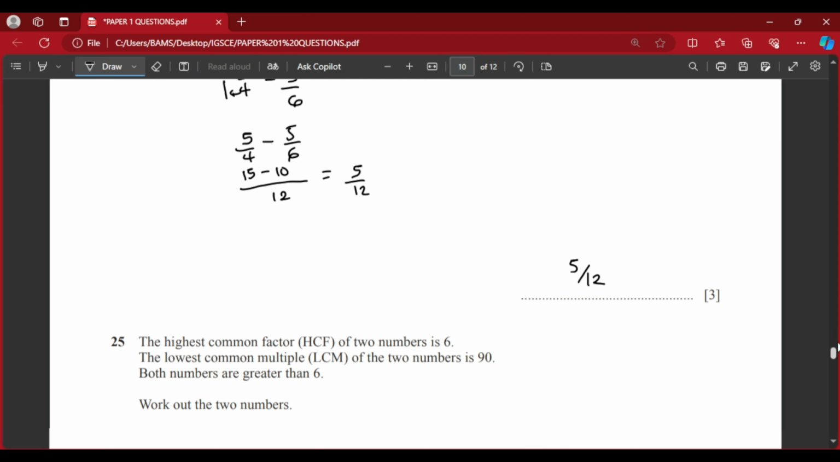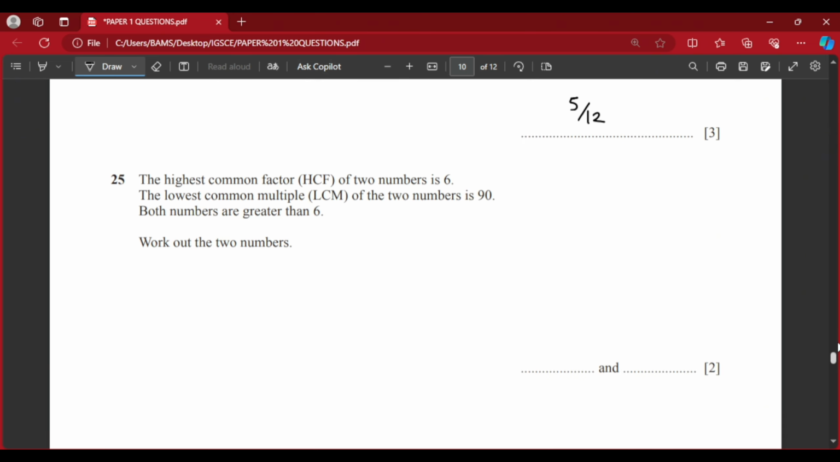So guys, let's do question 25, which is the last question for this paper type. I know you have been enjoying yourself all day, so let's see what we can do with this particular question. The highest common factor of two numbers is 6. The lowest common multiple is 90. Both numbers are greater than 6. Work out the numbers. Wow.